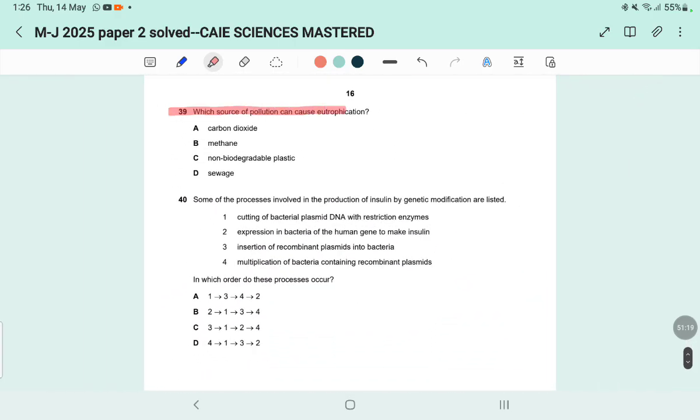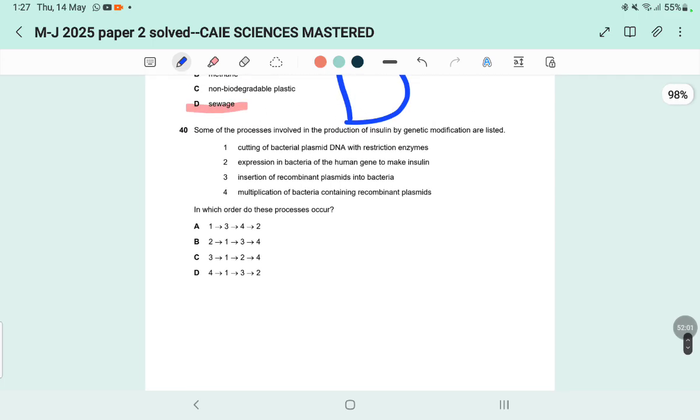Now moving on to question 39. Which source of pollution can cause eutrophication? Of course it is D. Sewage. The sewage coming from the oceans, the sewage coming from the factories, the sewage coming from the homes, industries, like anything, or even the ships. This causes eutrophication. Okay, of course it's not carbon dioxide, because carbon dioxide causes global warming. Methane also causes global warming. Non-biodegradable plastic will not biodegrade, so this one does not cause anything related to such a question. So 39, the answer will be D.